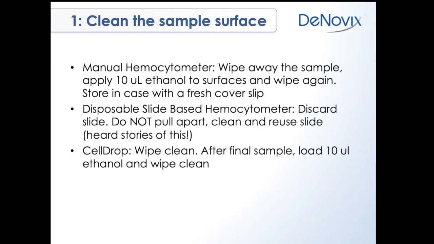So number 1, cleaning the sample surfaces. Seems pretty basic. With a manual hemocytometer, you want to wipe away whatever sample you had on there with a Kim wipe, apply some ethanol to the surfaces and wipe again to make sure it's clean. And then the hemocytometer manufacturers recommend that you store it in a case with a cover slip on top of it to prevent dust from getting on there.